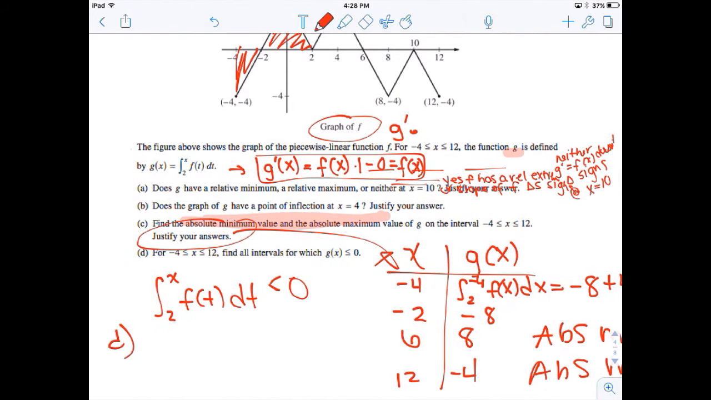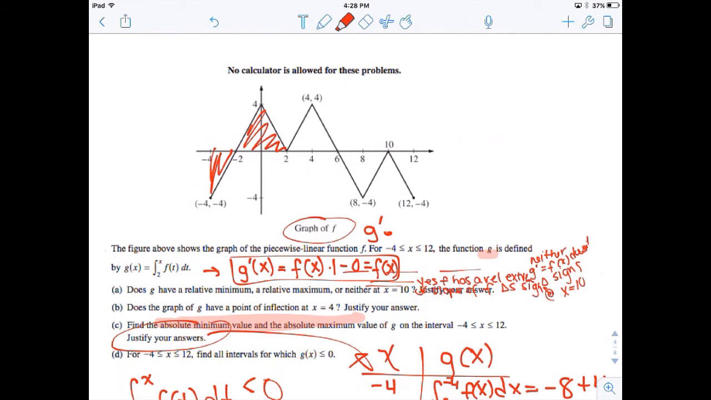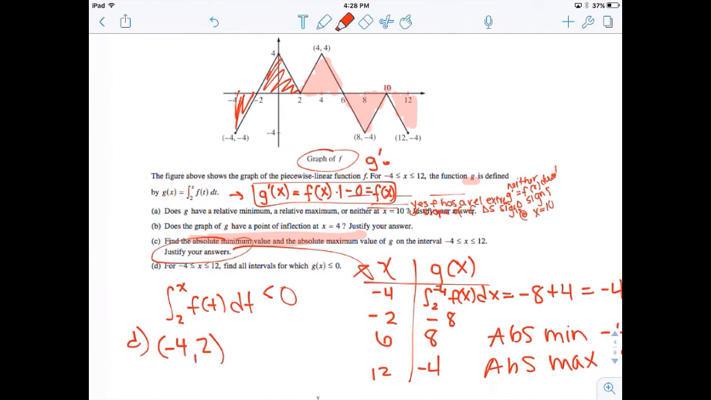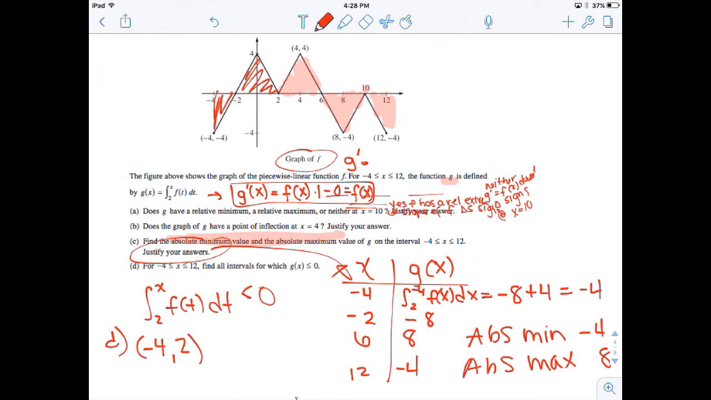Now, if I go the other way, this is positive, right? That's a positive area. Now I'm canceling all that out till I get to there, which is 0. And then it's going negative. So g is negative here from 10 to 12. And again, it's through logic and looking at the areas.